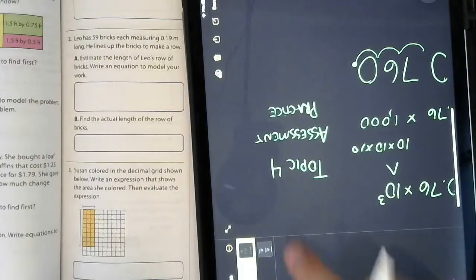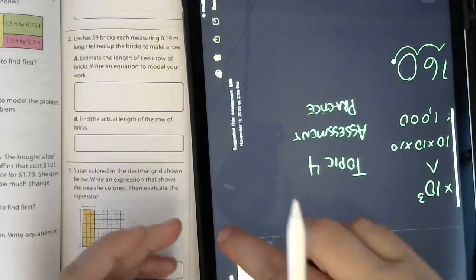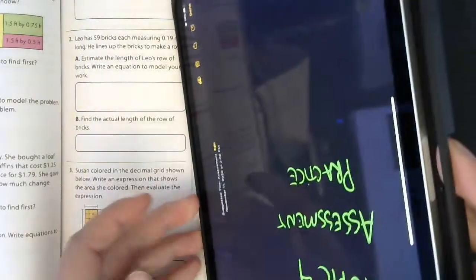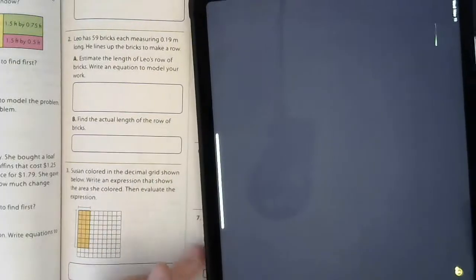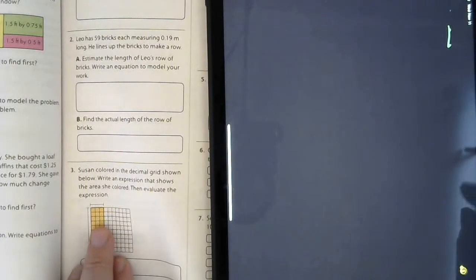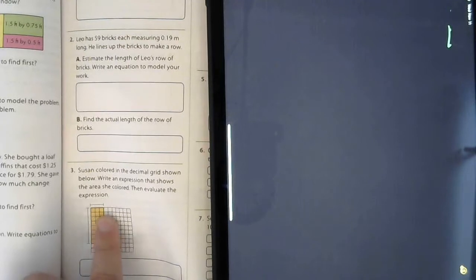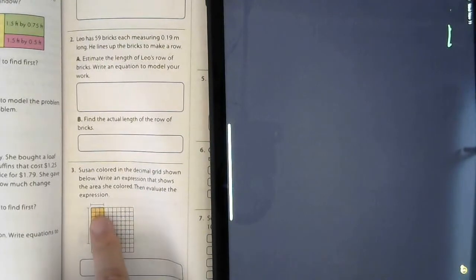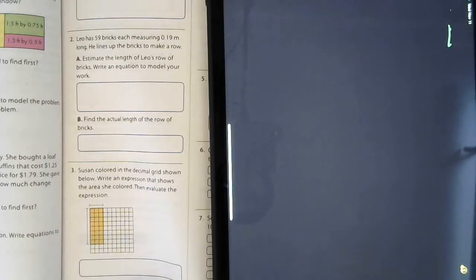So we've got my fancy tablet getting all funky on me here for one thing. There we go. All right, we have the grid. Now there's 10 blocks this way and 10 blocks this way. She colored in just this little yellow portion that you see here.